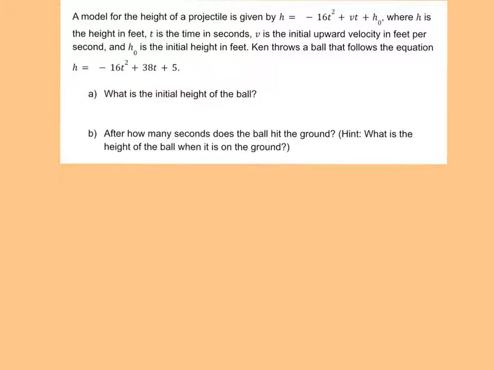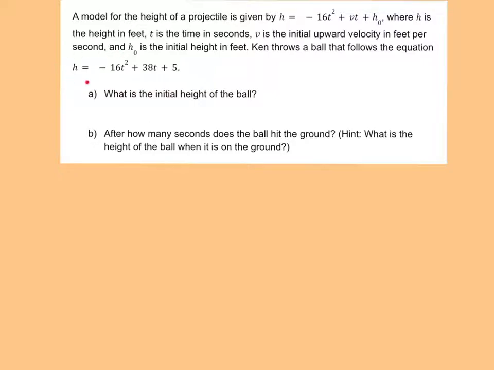So this variable in the equation, h, is the height in feet. The t is the time in seconds. The v is the initial upward velocity in feet per second, meaning how fast is it going up when it's first thrown. And then h sub 0 is the initial height in feet, meaning how high do you throw it from? Do you throw it from 0 feet on the ground? Do you throw it from 10 feet up on the second floor of a building? It depends on how high you start by throwing the ball. So that's breaking down each variable.